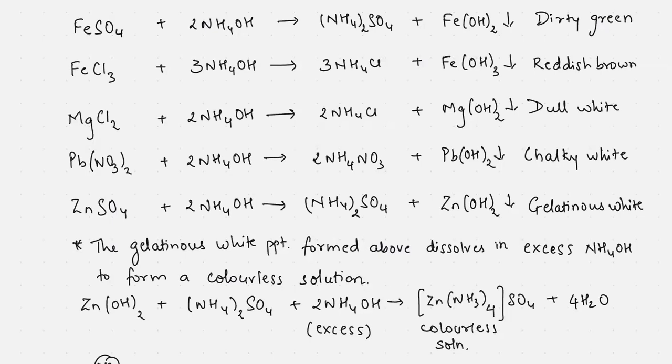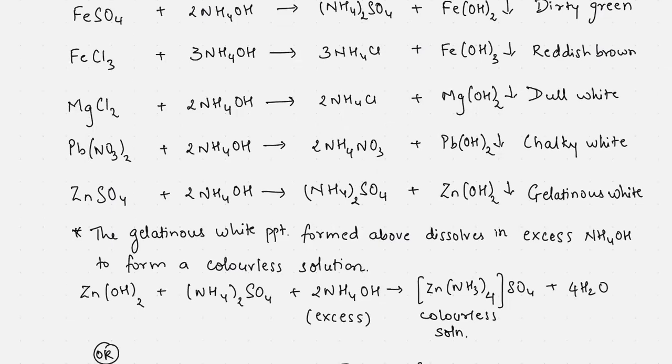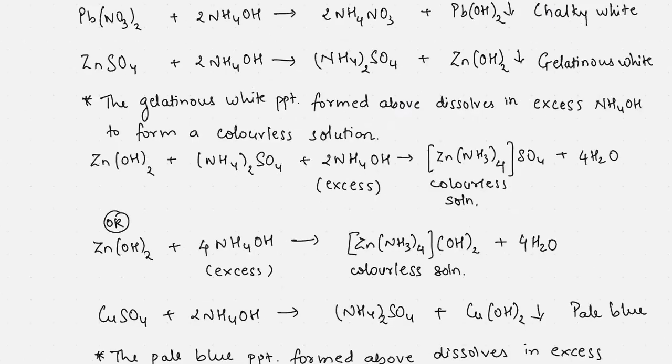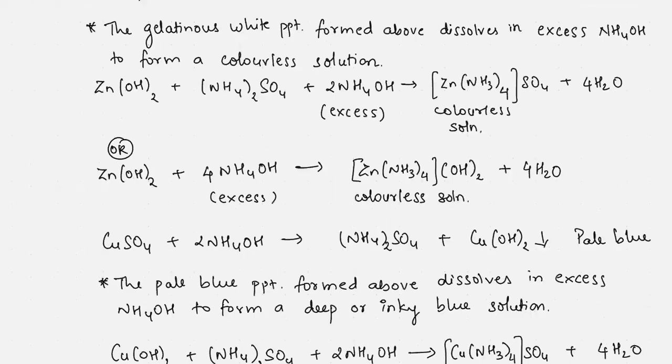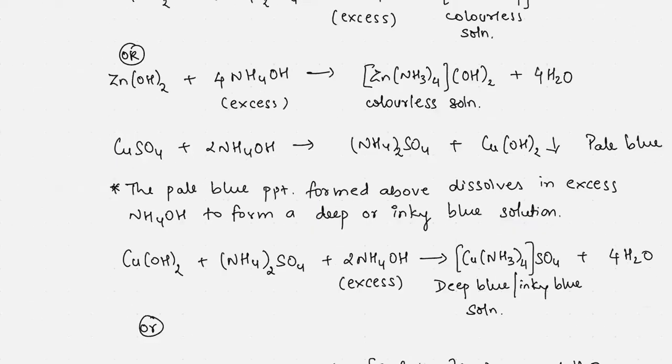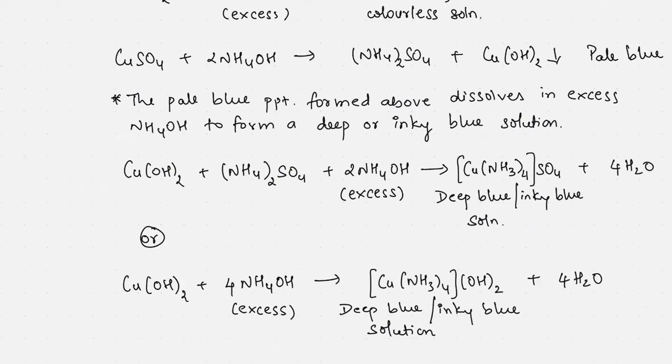So gelatinous white precipitate soluble in excess of ammonium hydroxide will lead to a conclusion that the given salt contains zinc ions. And the colorless solution formed is of either tetramine zinc sulfate or tetramine zinc hydroxide. Now, if you add small quantities of ammonium hydroxide to a salt, which gives you a pale blue precipitate soluble in excess of ammonium hydroxide, forming a deep or an inky blue solution, then we can conclude that the salt contains cupric ions, and the deep or the inky blue solution formed is of tetramine copper sulfate or tetramine copper hydroxide.